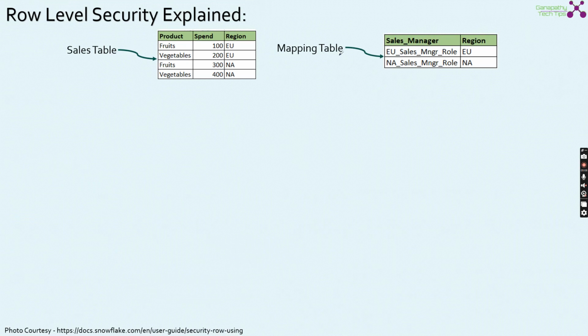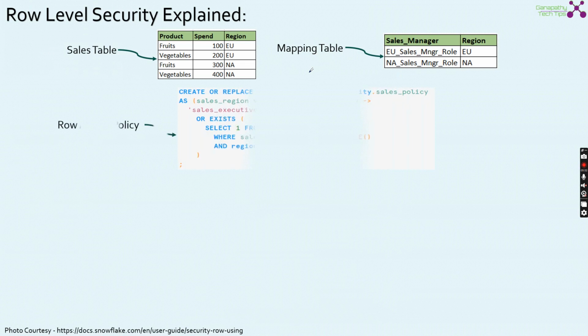Now there is something called the mapping table, which we already discussed. The mapping table contains some information. Here you are seeing the EU sales manager role, meaning this is the role of the sales manager for the EU region. Similarly, the NA sales manager role is the role of the sales manager for the North America region. This information we are storing in the mapping table.